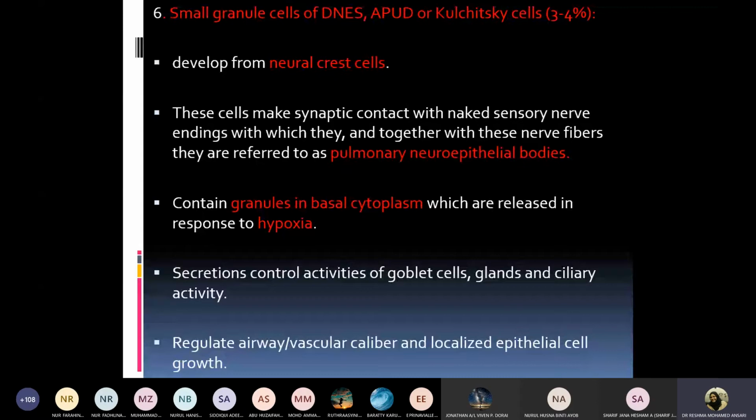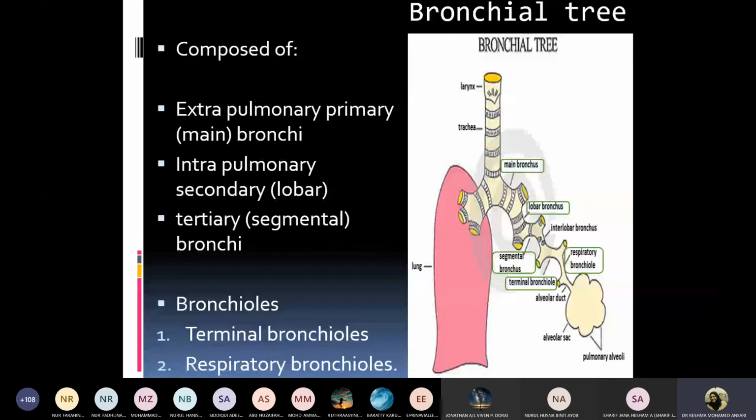So we finish the trachea, we go to the bronchial tree. The bronchial tree, you divide it into pulmonary bronchus or primary bronchus. Then the secondary and tertiary will automatically enter into the lung. Once they divide into tertiary, the tertiary will divide into terminal bronchioles and respiratory bronchioles. So just look at the bronchial tree image.